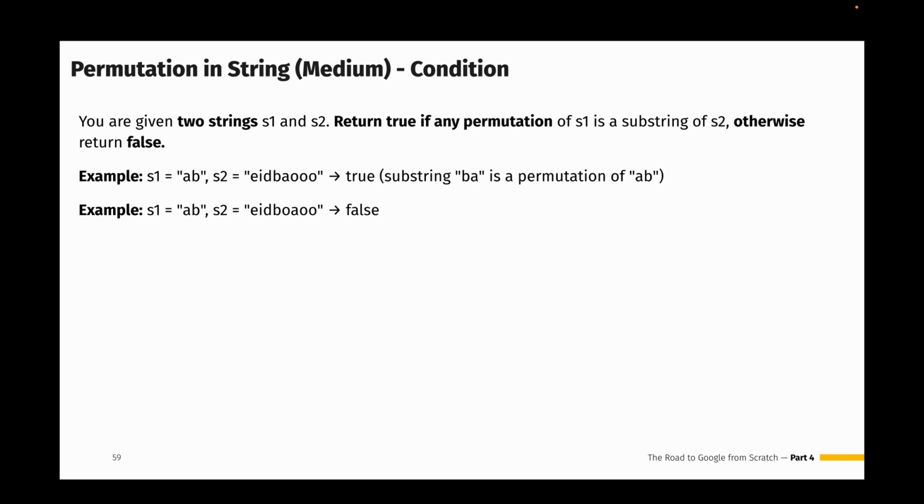And below we have another example where we have a string ab and a long string s2, and in that case we need to return false because we don't have any permutation inside this longer string. So that's it. Let's go, and like usual, let's answer some questions.